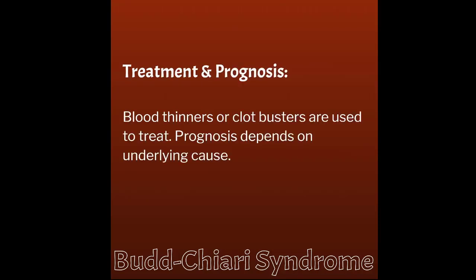Treatment and prognosis, blood thinners or some sort of clot buster is going to be used to treat if the cause is due to thrombosis within hepatic veins or into the IVC. But the prognosis really ends up depending on the underlying cause. If it's hepatocellular carcinoma that's extended into the blood vessels, that's going to carry a very grave prognosis. They are most likely going to die from that very shortly. So blood thinners can be fixed. Other causes, most likely not.